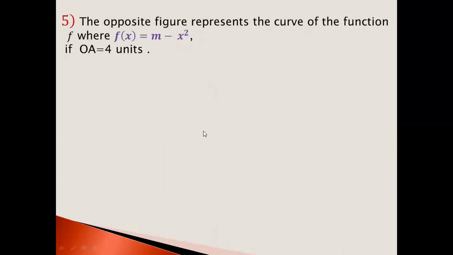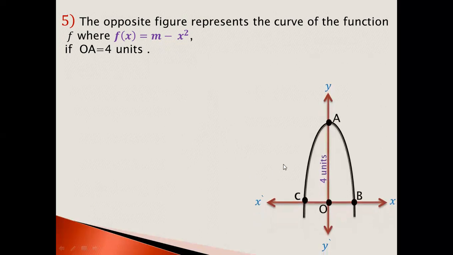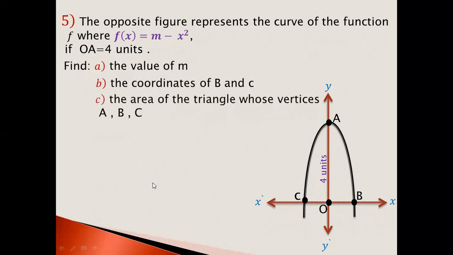The opposite figure represents the curve of the function f, where f of x equals m minus x power 2, and OA equals 4 units. We need to find the value of m and the coordinates of b and c, and then the area of the triangle whose vertices are a, b and c.